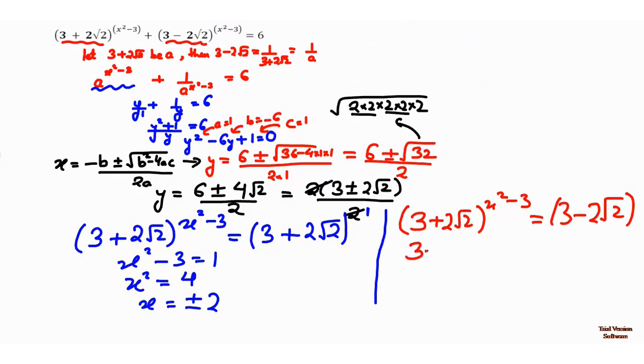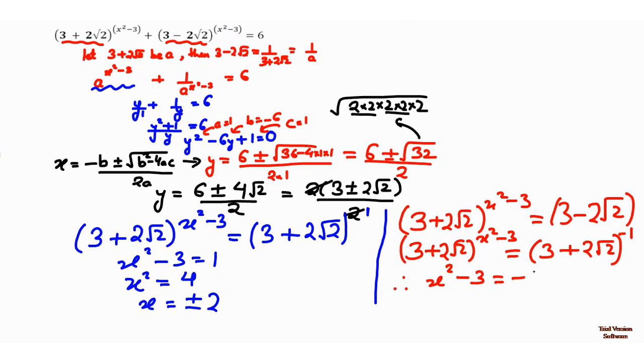So in that case, 3 plus 2 root 2 whole to the power x square minus 3 will be equal to 3 plus 2 root 2 whole to the power negative 1. So from here, again the bases are same, so powers can be equal. X square minus 3 can be written as negative 1. So x square will be negative 1 plus 3, that is equal to 2. So x will come as plus minus root 2.